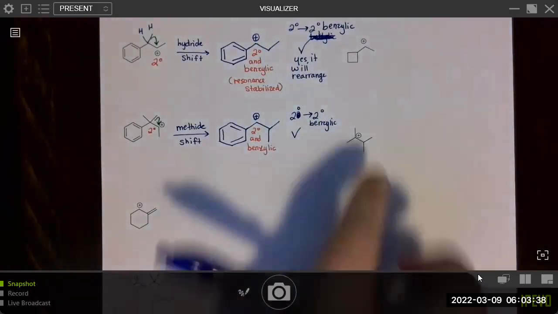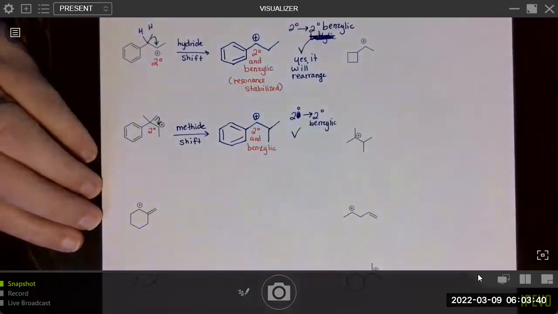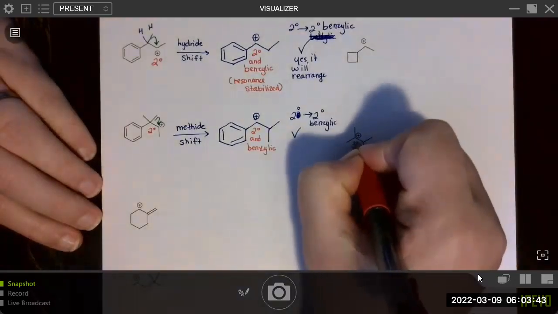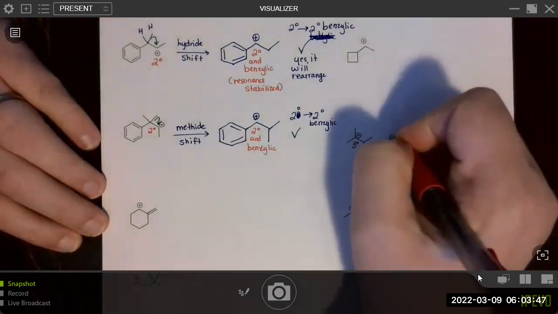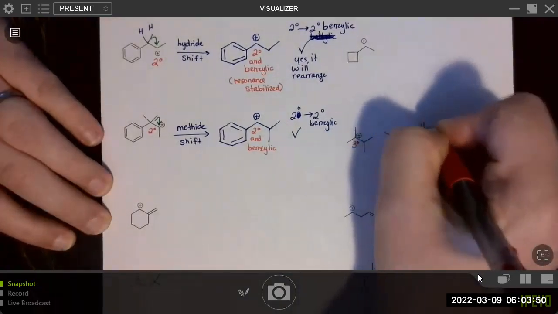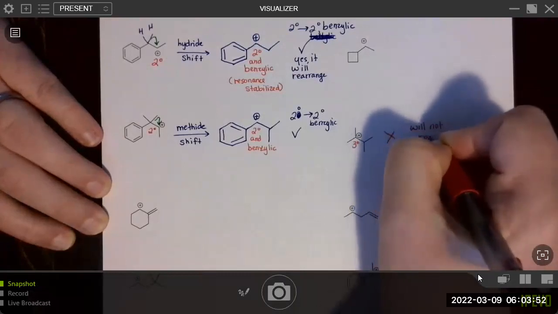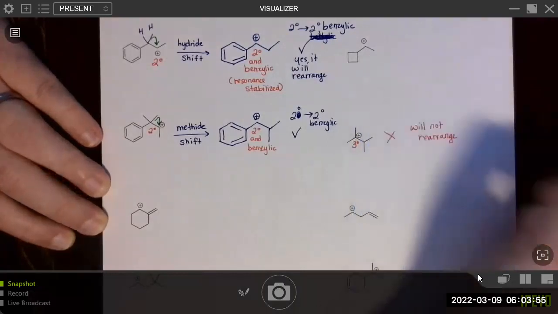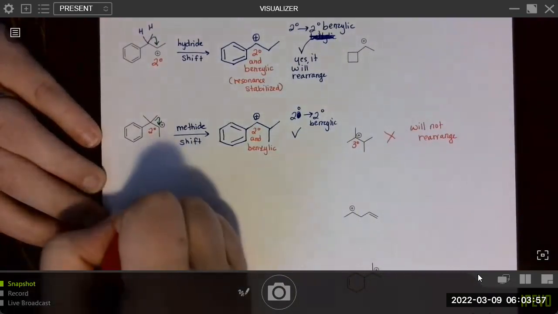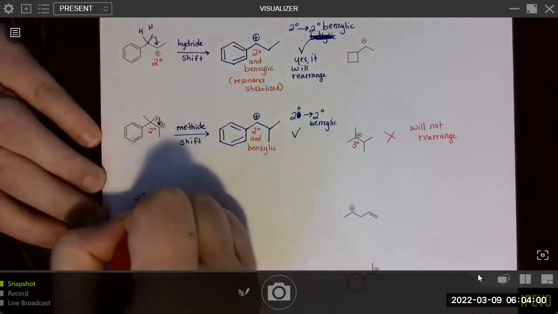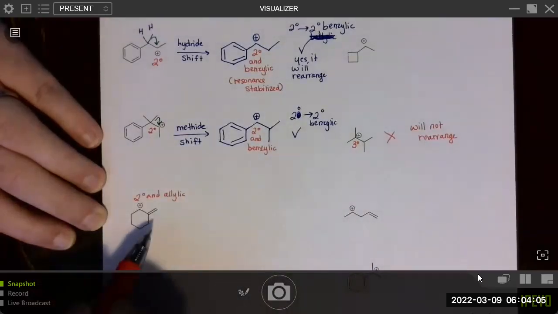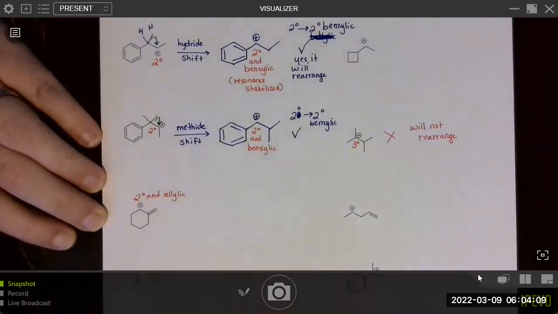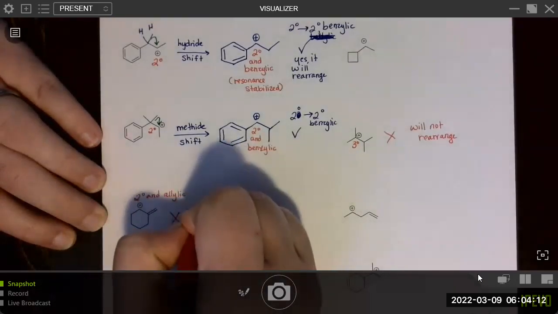Okay, moving on to this one. Right now it is tertiary. And again, tertiary we only really rearrange if it can become allylic, which it cannot. So this one will not rearrange. So here, this is secondary and allylic. There is no shift, there's no hydrogens over here to shift on this side, and these would make it not allylic. This one will definitely not rearrange.